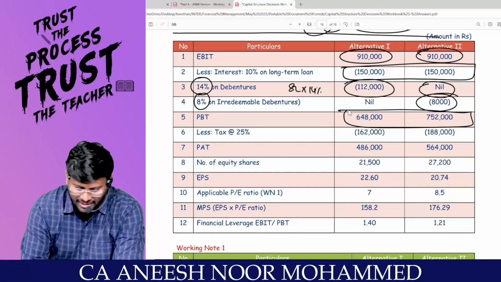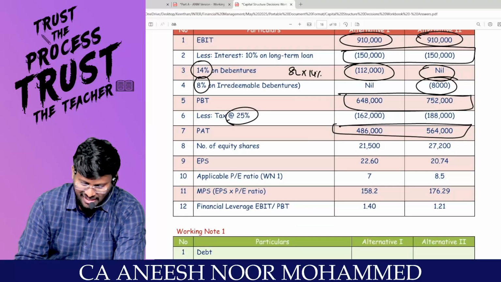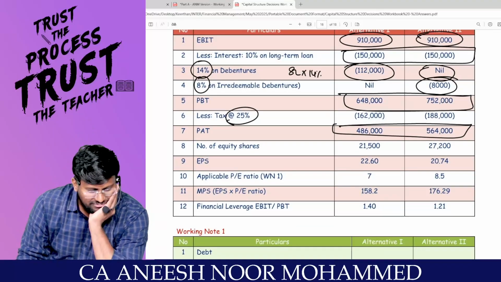Profit before tax you will get. Apply tax at the rate of 25%. You will get the PAT. Correct?